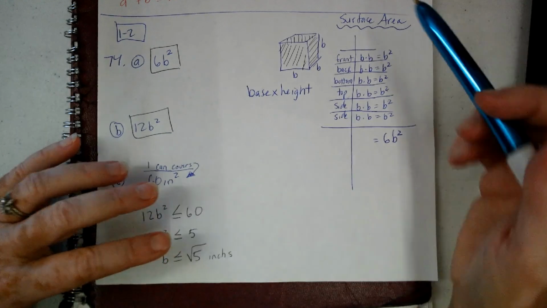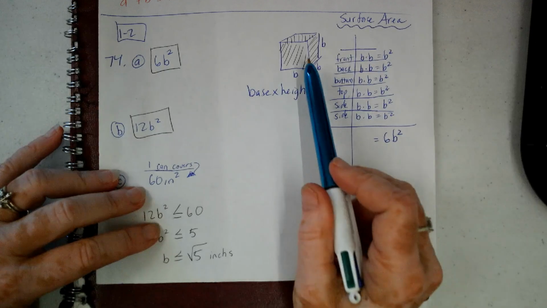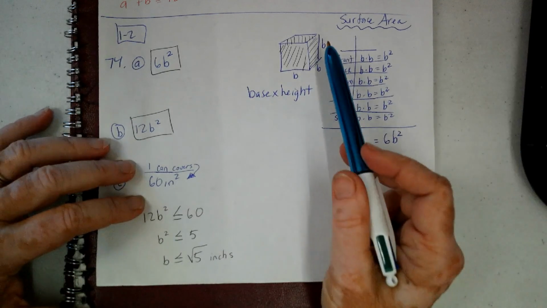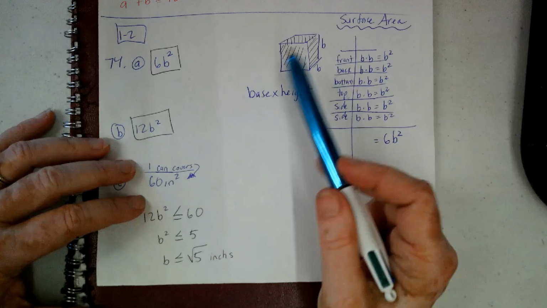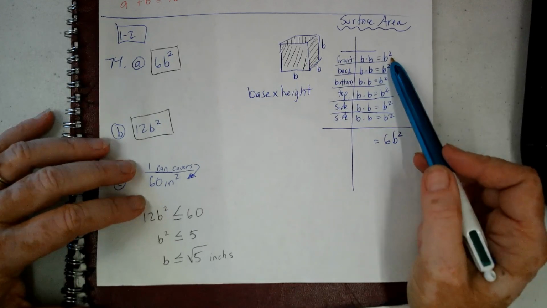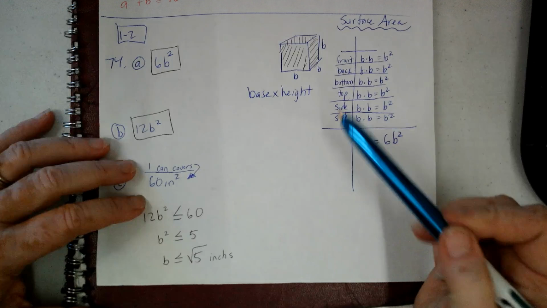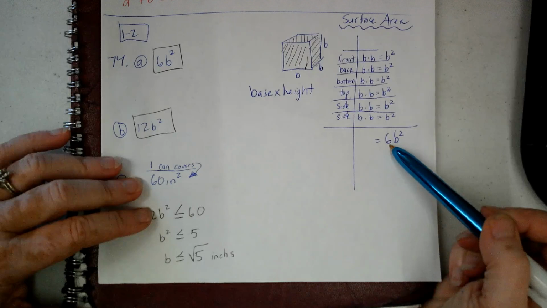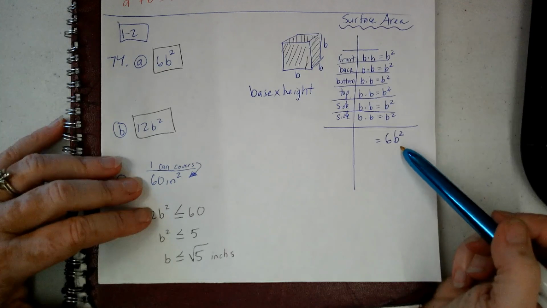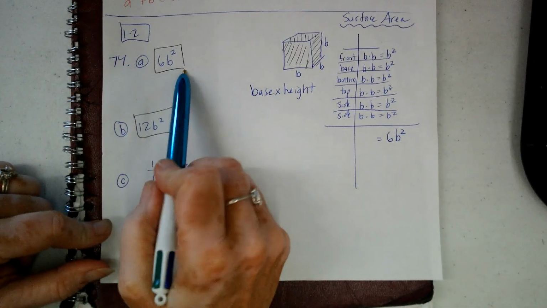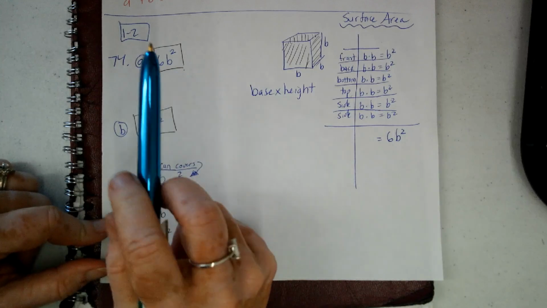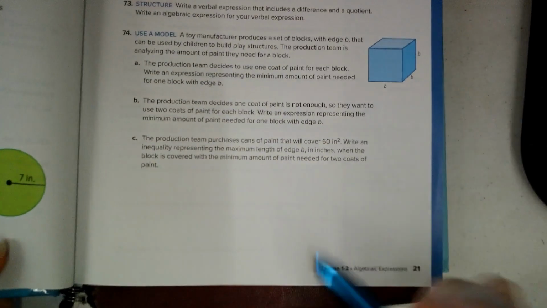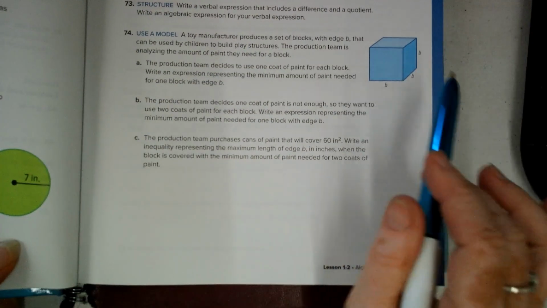that would be the total surface area. I know that the area of just a plain old square or any rectangle would be base times height. So it's going to be b times b because it's a perfect cube. So that's b squared for all the faces. There's 6 faces. So 6b squared, that's the answer for letter A, because letter A wanted an expression for the minimum amount of paint needed to cover this block.